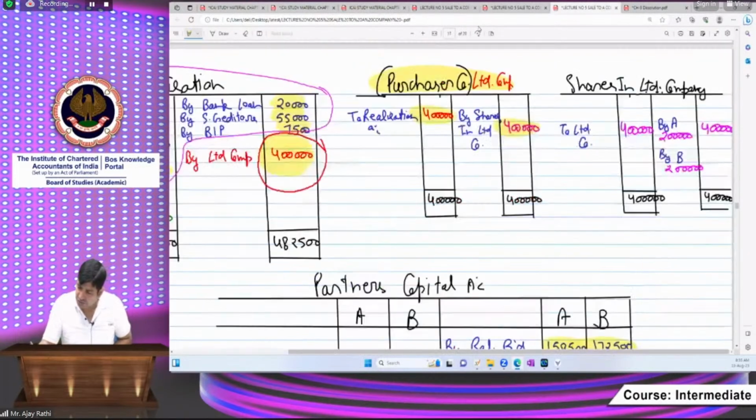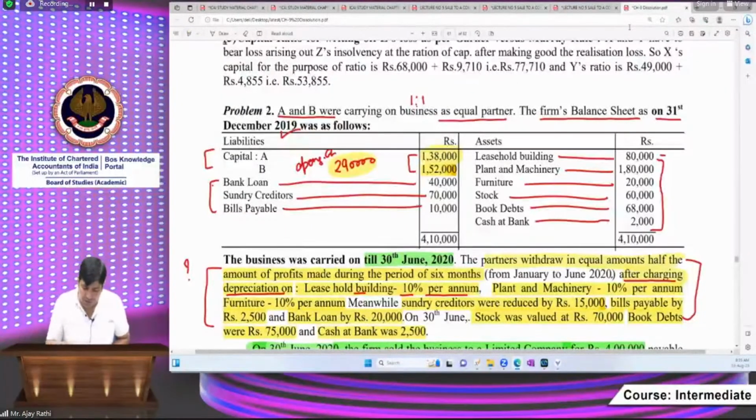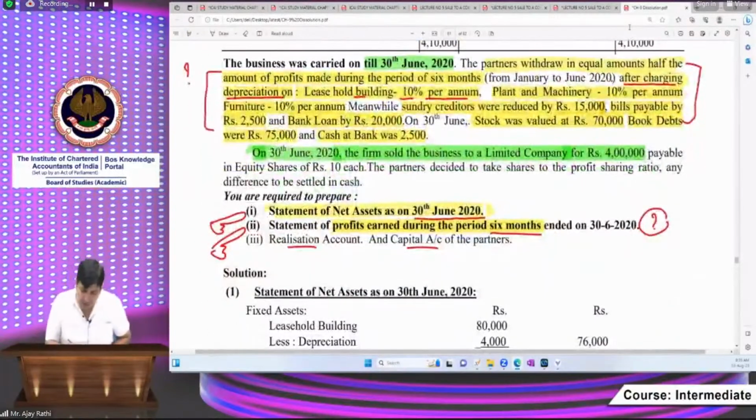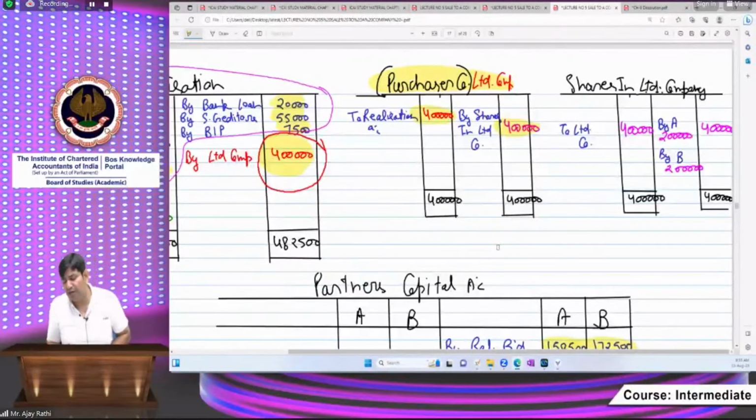Okay, read this question. Read the question requirement. Question has told us this one: 4 lakh payable in equity shares. Beta, since the company name has not been given, we shall be using the same word as the question is saying, limited company. And they are paying us shares as a PC. So whatever PC we are receiving, shares in limited company account debit to purchaser company. Beta, another account has been opened, shares in purchaser company account debit to purchaser company, limited company, and such is to be distributed to the partners.